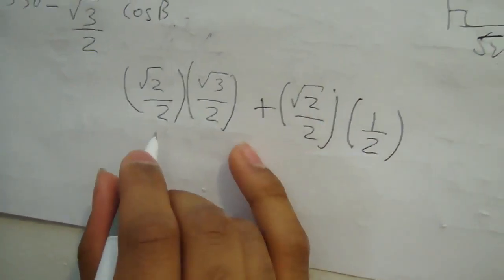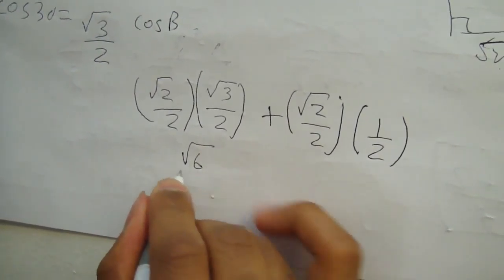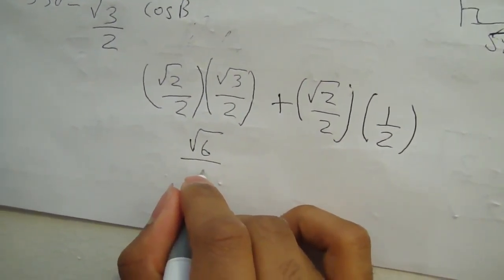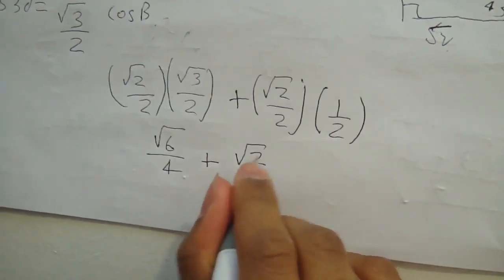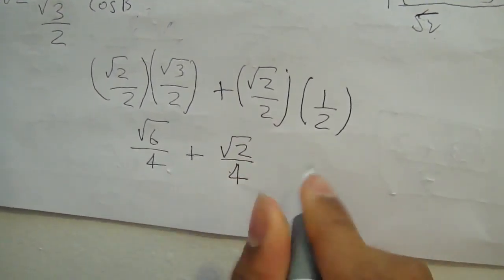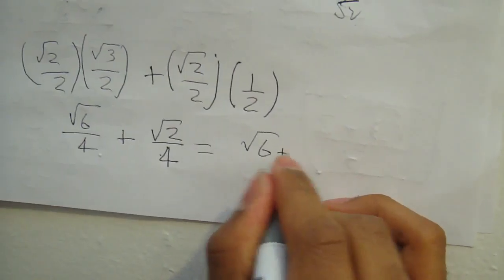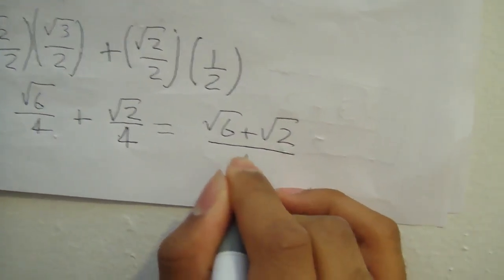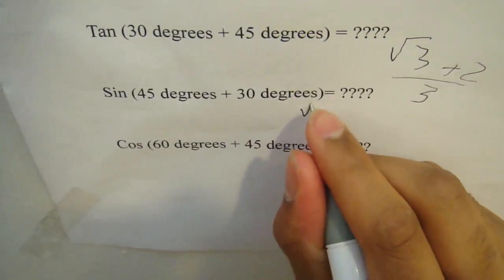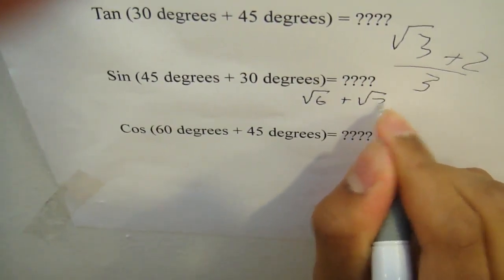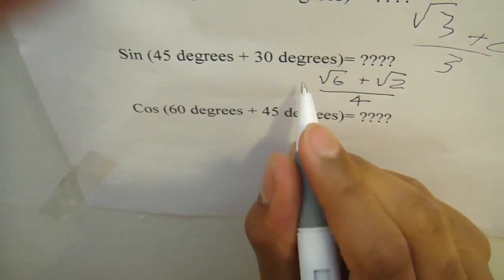So it would turn into square root of 6 over 4. Oh yes, 4, my bad. Plus square root of 2 over 4, which is equal to square root of 6 plus square root of 2 over 4. Now let's put that into the answer sheet. So our answer would be square root of 6 plus square root of 2 over 4. You are correct. Alright, now last problem.